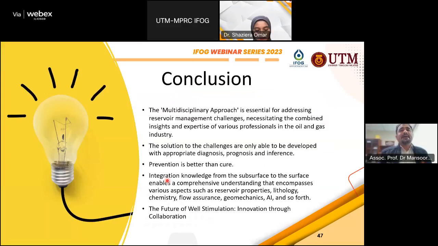For the conclusion, the multidisciplinary approach is essential for addressing reservoir management challenges, necessitating the combined insights and expertise of various professionals in the oil and gas industry. So the solution to the challenges are only able to be developed with appropriate diagnostic, prognosis, and inference. Prevention is better, of course, than cure.